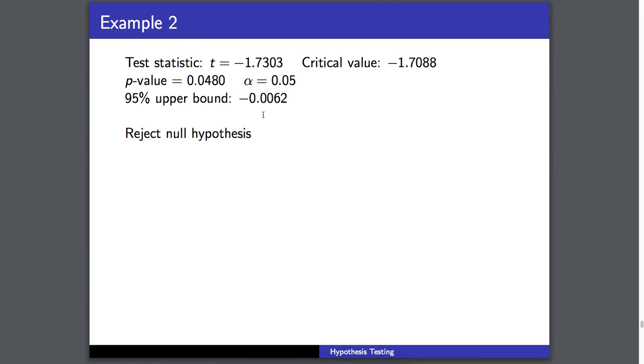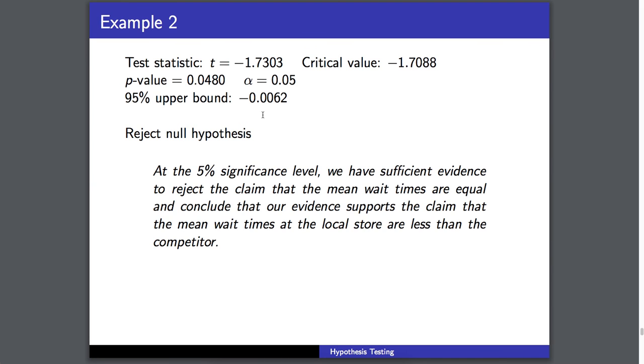We reject the null hypothesis. So our differences here are statistically significant. At the 5% significance level, we have sufficient evidence to reject the claim that the mean wait times are equal and conclude our evidence supports the claim that the mean wait times at the local store are less than they are at the competitor.